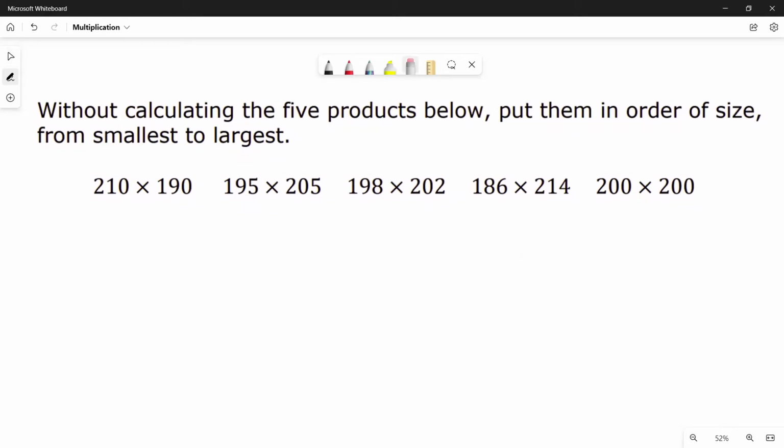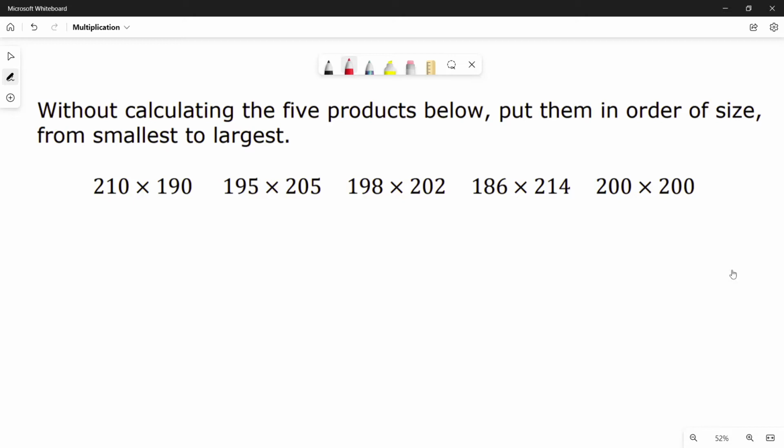Without calculating the 5 products below, put them in order of size from smallest to largest. What's nice about these is that they're all symmetrical, and they're all symmetrical around the same number. They're all symmetrical around 200. So why don't you pause the video and try it yourself?